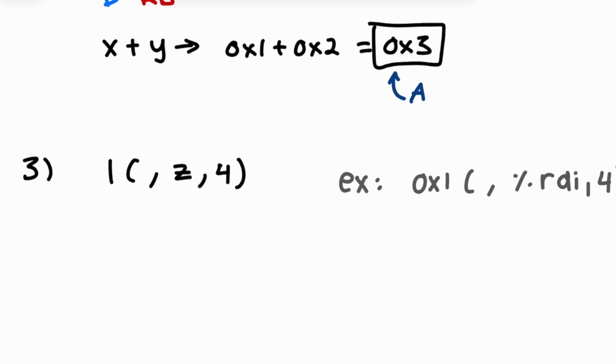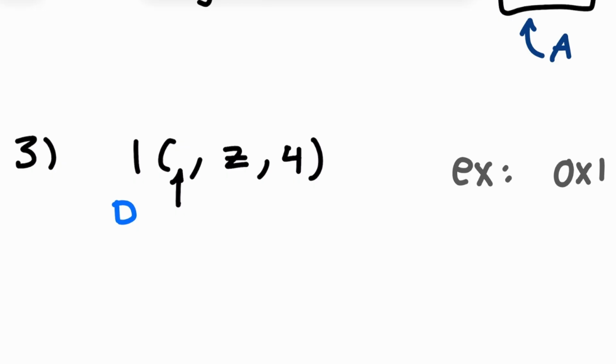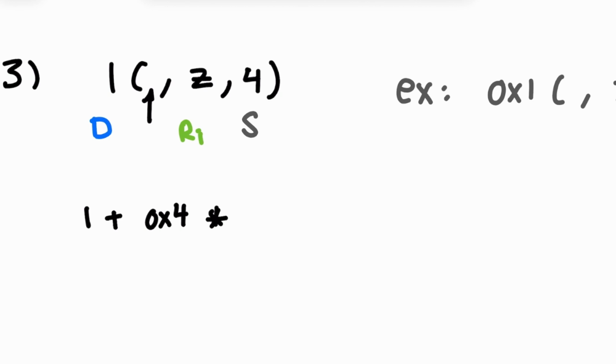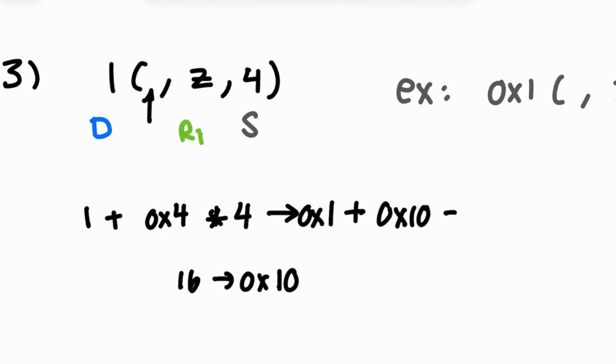Finally, we have 1, Z, and 4. We have D on the outside, and then inside here, our RB is unassigned, so there's no RB. Then we have Z, which is our index register, and then we have our scale, which is 4. So putting this together would be 1 plus 0x4 times 4. And this would become 1 plus 4 times 4 is 16. In hexadecimal, that's 0x10. And this will become 0x11. And then this is our address.